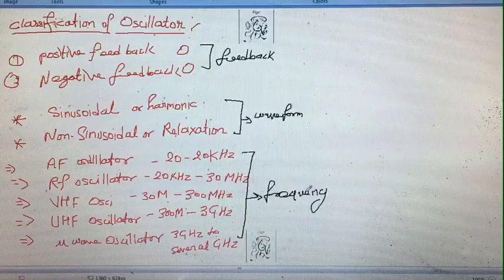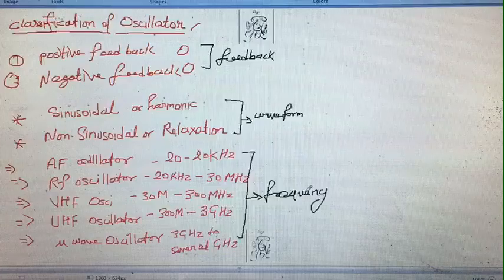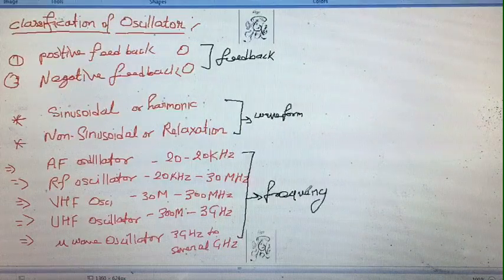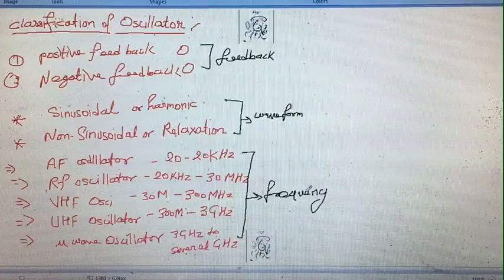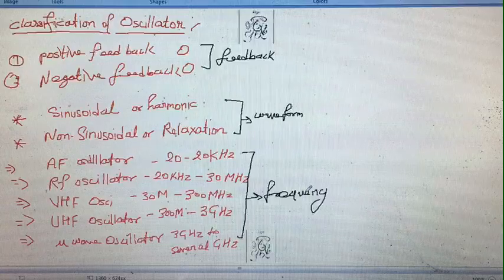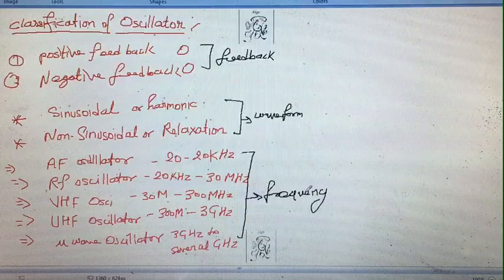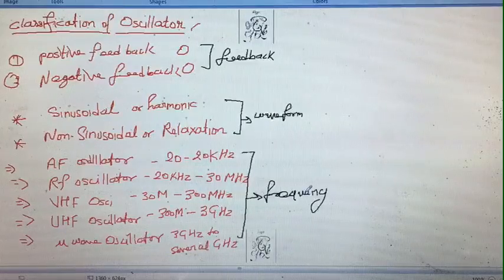So in this lecture we have discussed the oscillator and types of waveform, that means undamped waveform, overdamped waveform and underdamped waveform produced by an oscillator, and tuned circuit or tank circuit, followed by the classification of oscillator on three bases: feedback, waveform and frequency of the oscillator.